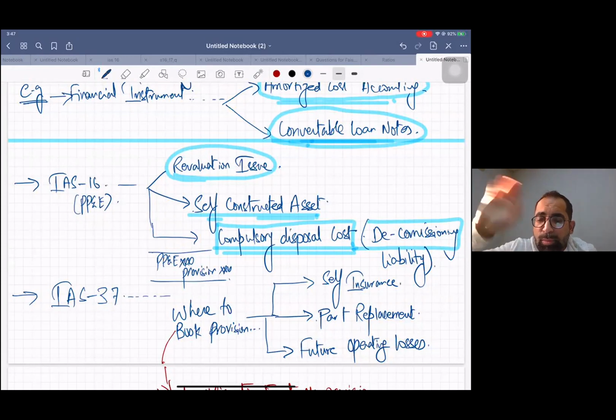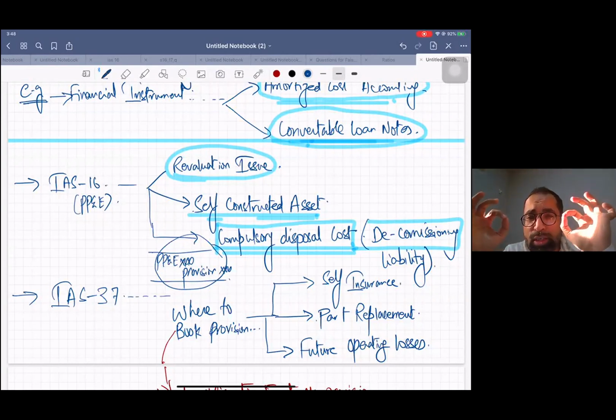So I hope you remember, boys and girls of F7, that you need to do discounting for this amount. And then once you have done discounting, from the discounted value you have to make this entry. And then you have to do unwinding of discount as well. Obviously, the interest rate which is used for discounting, the same rate you have to use for unwinding of discount.